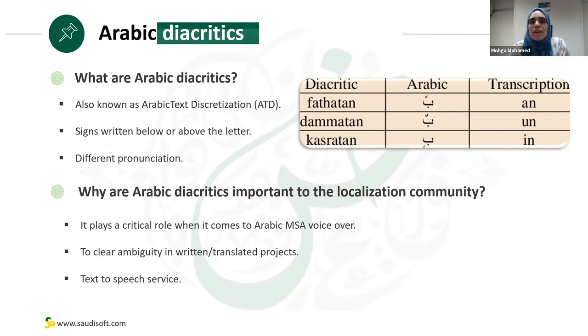Although you can see the same letter in the 3 rows, each one has a different pronunciation because of different diacritics written above or below the letter. So as you can see, Arabic diacritics could affect your localization project, either it's a dubbing voiceover project, or to clear ambiguity in written translation projects. And it could affect the efficiency of speech recognition in text-to-speech programs as well.